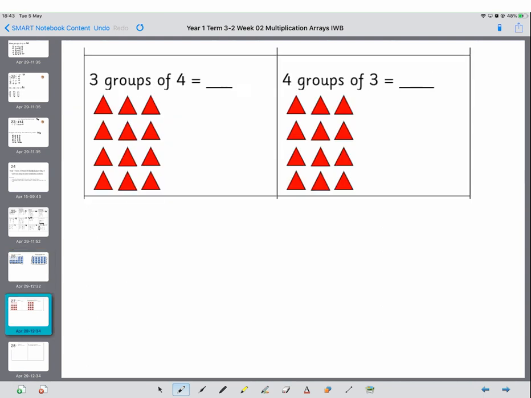Next set, we are asked to find the answer. So have a go at 3 groups of 4 and 4 groups of 3. Show the groups and write down the answer.